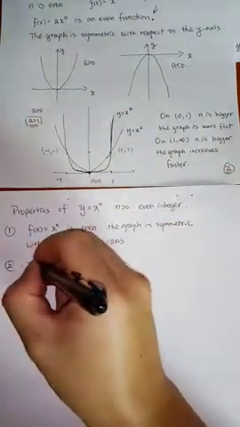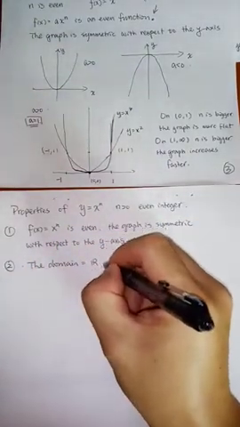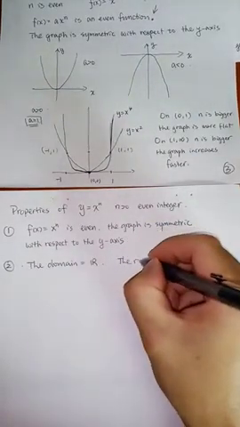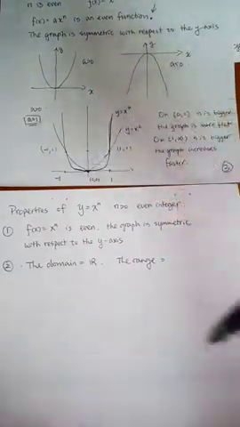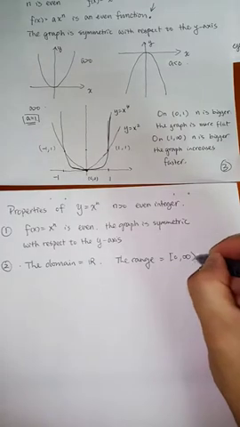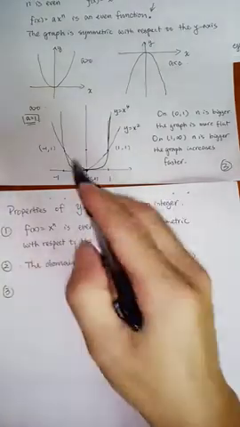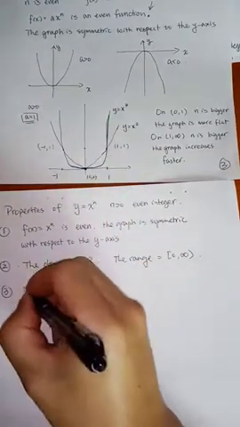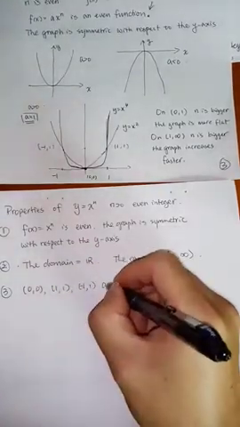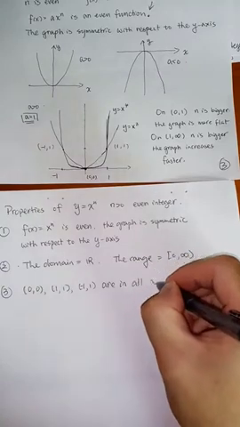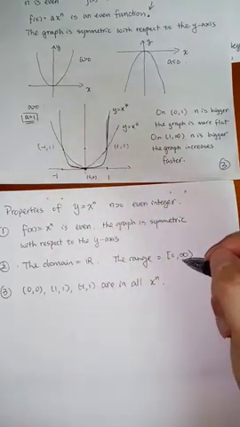And second, the domain. The domain is the set of all real numbers. The range, you see here, the range is always above the x-axis, including this 0. Okay, domain, the range. And 3, those 3 points are the common points: (0, 0), (1, 1), and (-1, 1) are in all x to the nth power. The graph always contains those 3 points.